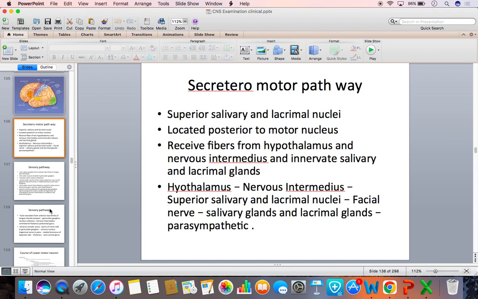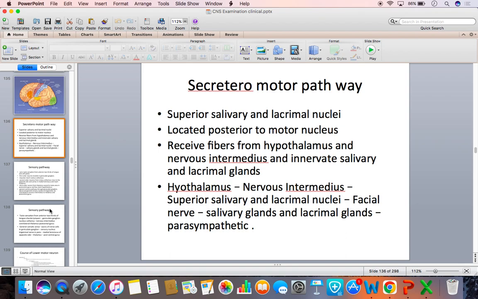Secretory motor pathway is carried out by the nuclei for the salivary and the lacrimal functions, which are located in the pons. They receive the fibers from the higher centers. Higher centers for the secretory motor functions are located in the hypothalamus as well as the postcentral gyrus, which run in the nervus intermedius down to the pons.